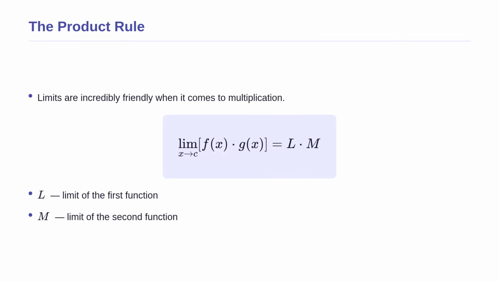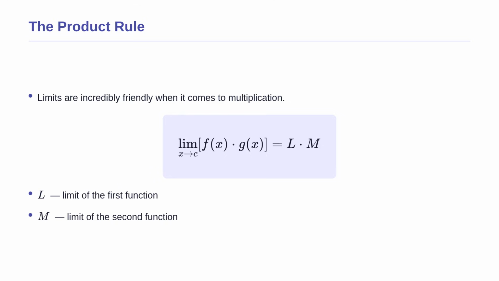Moving forward with our toolkit, we arrive at the product rule. This rule states that the limit of two functions multiplied together is equal to the product of their individual limits. Unlike derivatives, which you will learn later and which have a very complicated product rule, limits are incredibly friendly when it comes to multiplication. You simply evaluate the limit of the first piece, evaluate the limit of the second piece, and multiply those two numbers together.